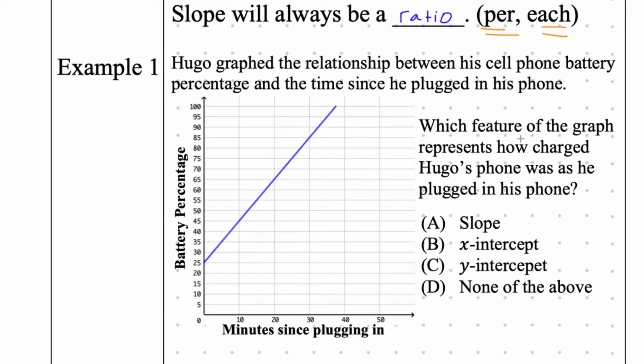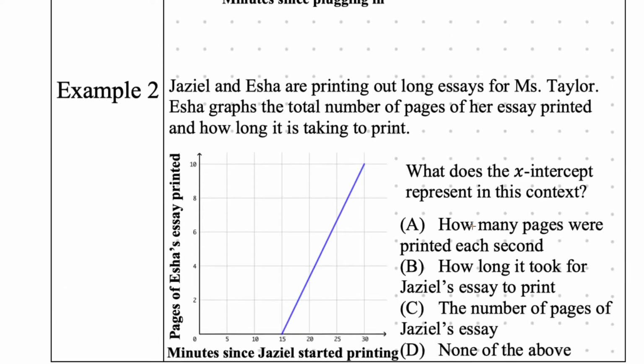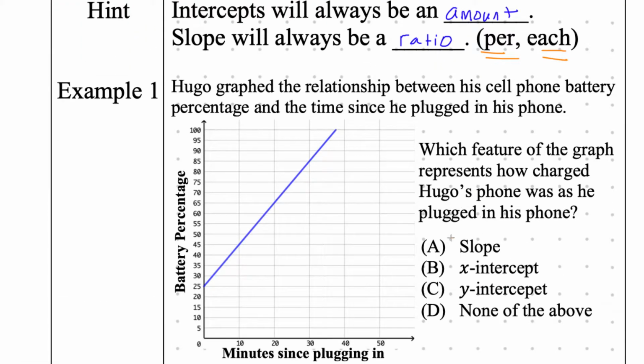Which feature of the graph represents how charged Ugo's phone was as he plugged in his phone? So right before he plugged in his phone, right at the very second, how much percent battery did he have? Is it the slope, the x-intercept, or the y-intercept? So half the problems are kind of like this, where you just have to choose slope, x-intercept, or y-intercept. And then the other half are harder problems, like more interpretation. So I only give one example like this.